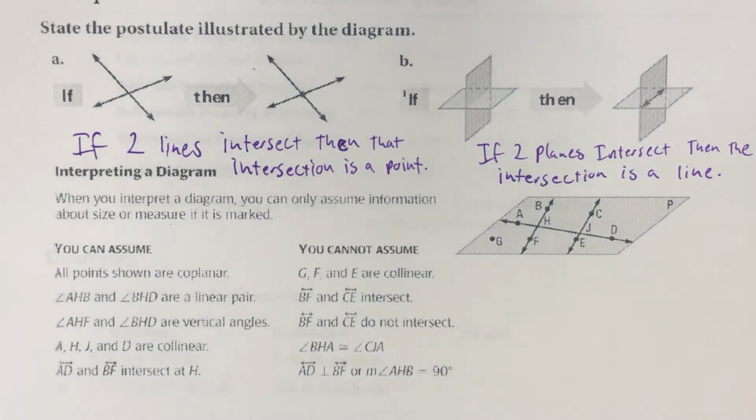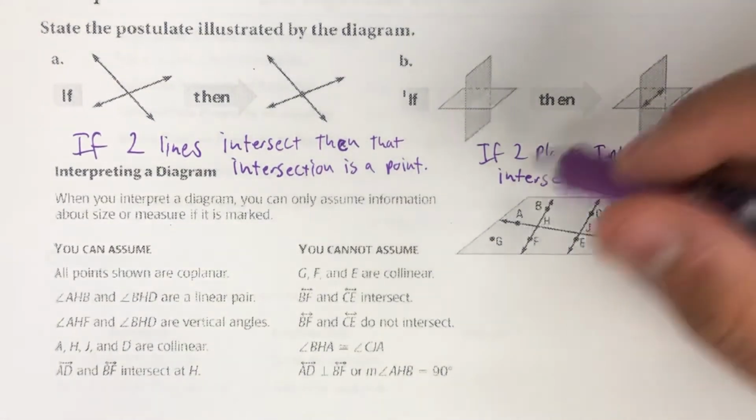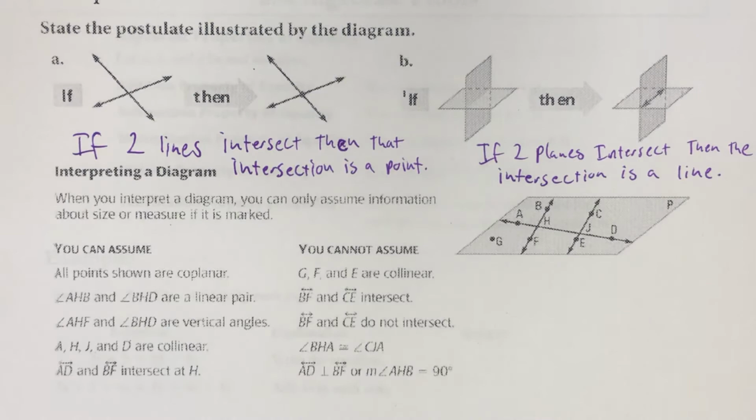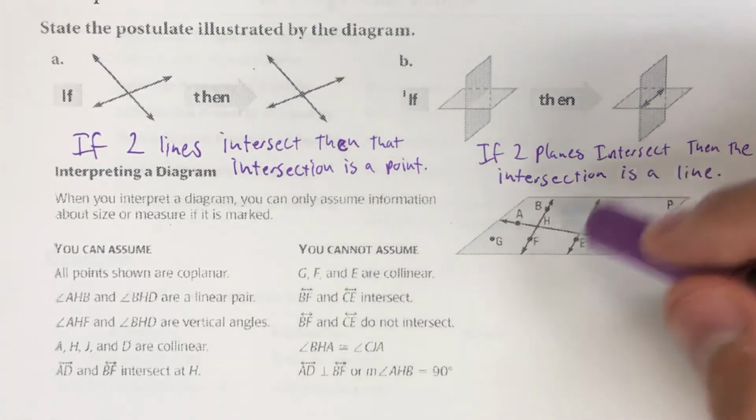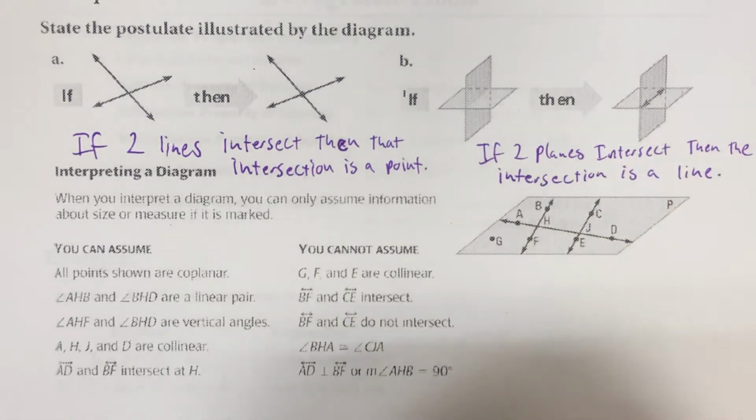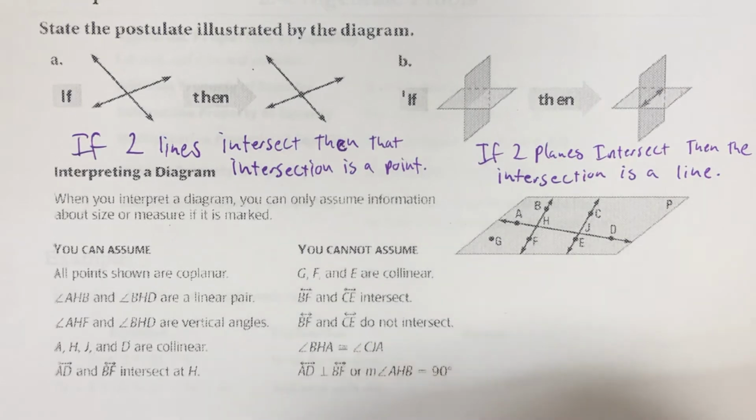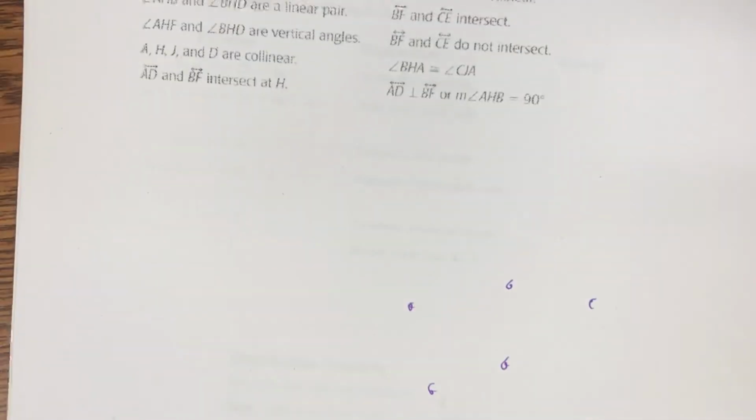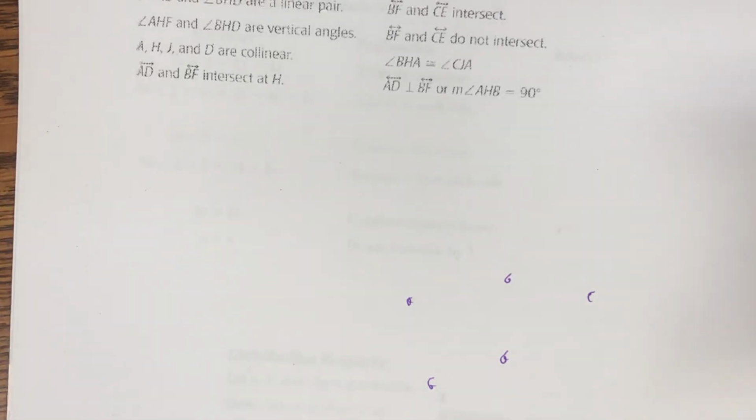And finally, a couple things that we can interpret from a diagram and can't interpret from a diagram. I can assume that if we see a whole bunch of points listed out, that they're in the same plane. All right, so even if there's not a plane drawn, if I just have a diagram down here with a whole bunch of points, I would assume that all those points are in the same plane, even though there's not a plane drawn. So all those would be coplanar.